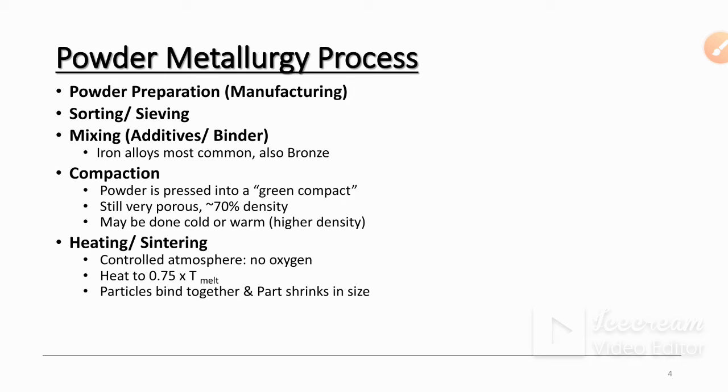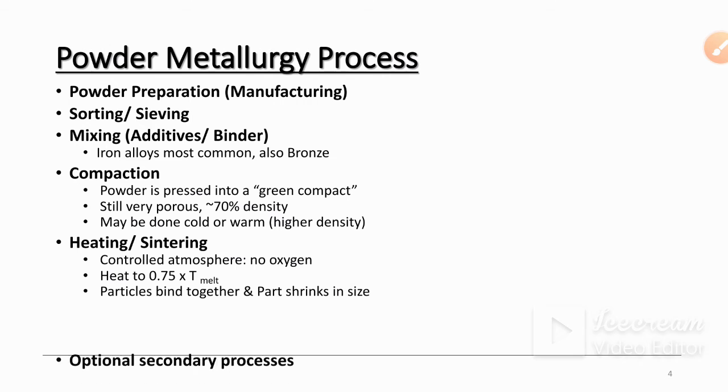Then heating and sintering, so controlled atmosphere, no oxygen or negligible oxygen will be there. Okay, heat up to 0.75 times of melting temperature. So in this heating and sintering, the particles bind together and the part shrinks in size.